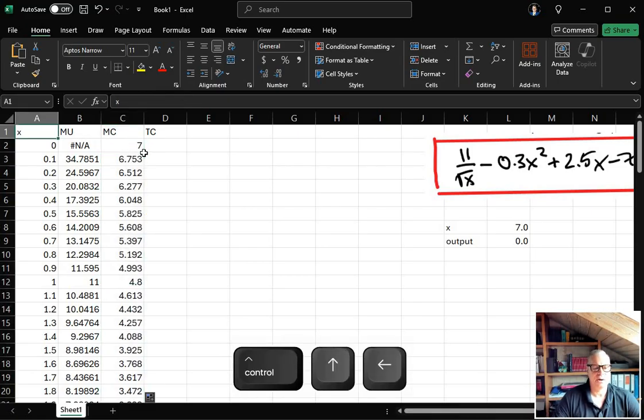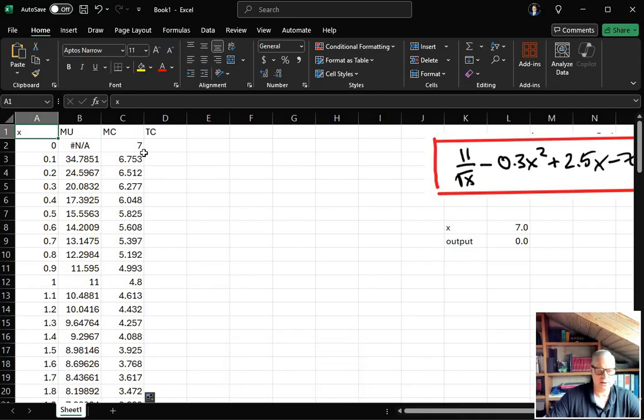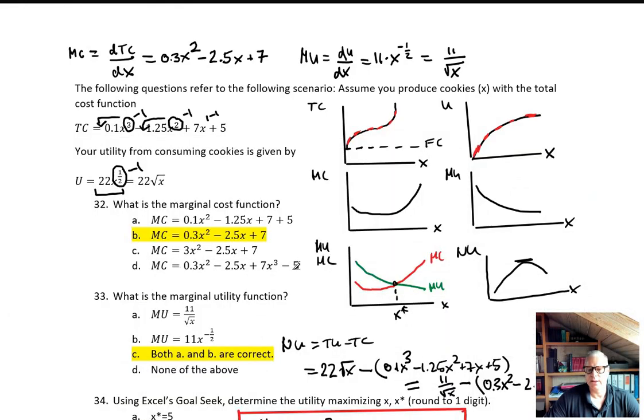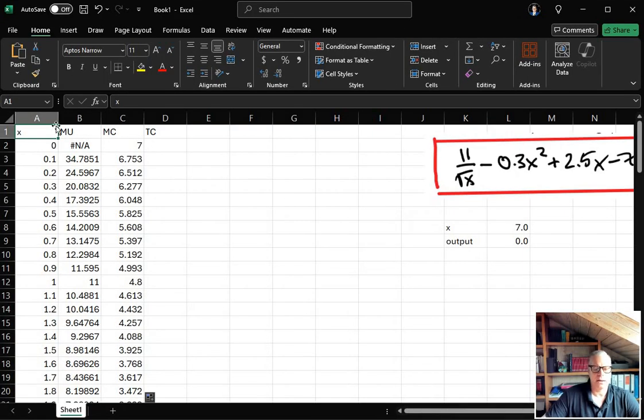And now let's take a look. If I tell Excel to put x on the x-axis and display the marginal utility and the marginal cost, what we should see is a graph similar to this one here. And the two lines should intersect close to 7. Okay, let's do that next. Let's draw this.